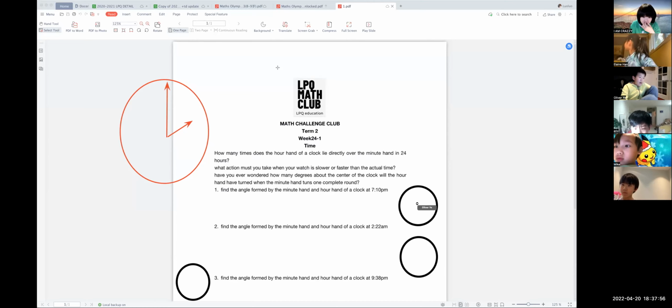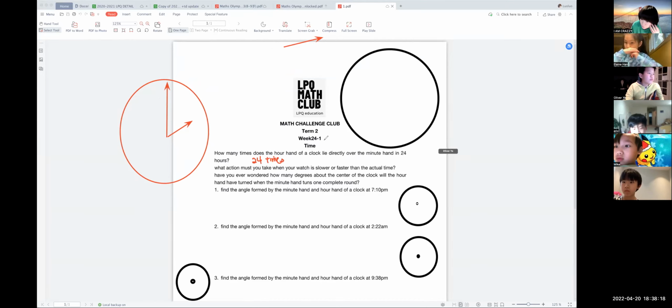So every time, 1 hour. Everybody, if you understand, in each hour the minute hand goes over and the hour hand goes over. So in 24 hours, each hour they go over one time, so they go over like 24 times. Understand, everybody? Okay, so what action must you take when your watch is slower or faster than the actual time?